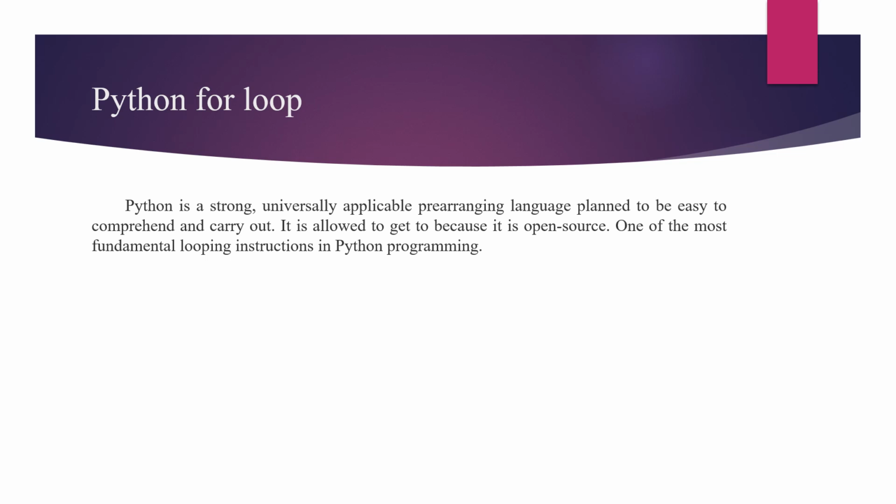Python for loop. Python is a strong, universally applicable programming language planned to be easy to comprehend and carry out. It is easy to access because it is open source. In this video series, we will learn how to use Python for loops, one of the most fundamental looping instructions in Python programming. Okay, let's begin.